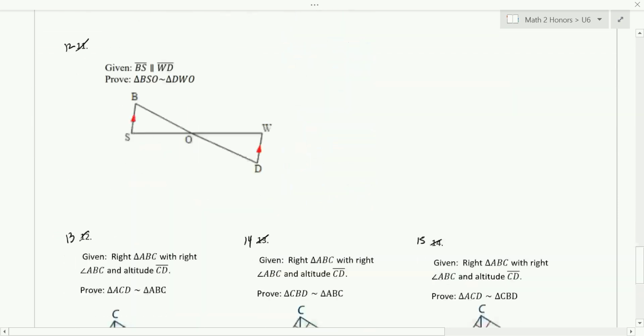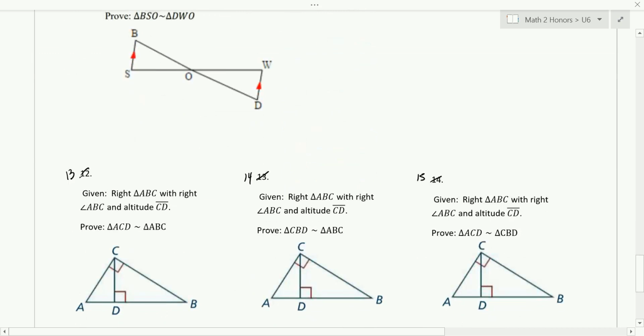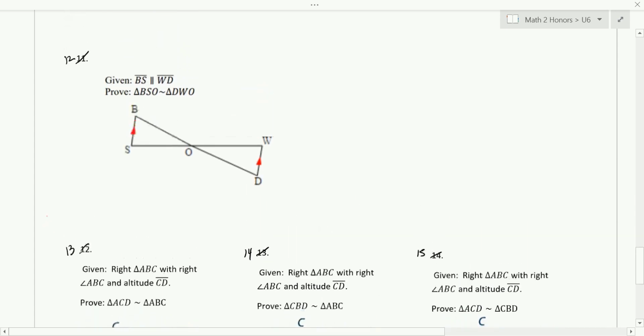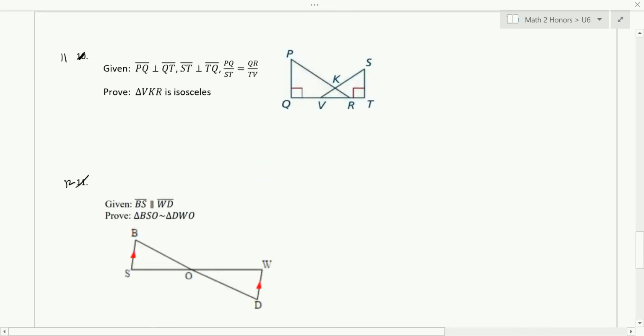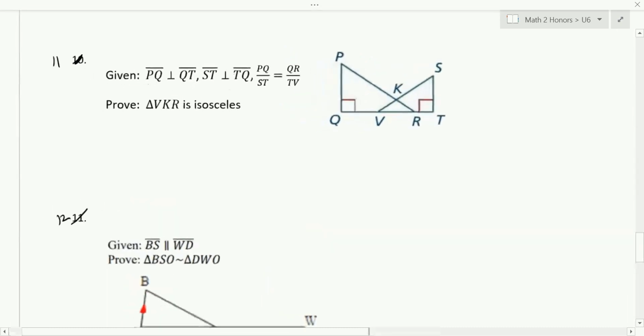So proofs tend to be pretty simple with similarity, at least the ones I'm going to give you. Obviously, there are complex proofs out there. The most complicated one that you'll ever see for similarity is number 11 here. So we could do that one together, or I could save that one for you. You want to do it together? Okay. So let's first talk through this.